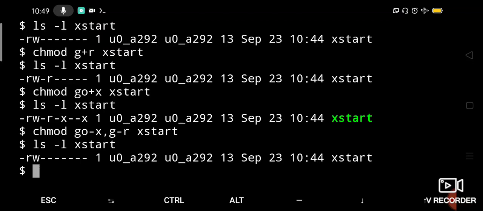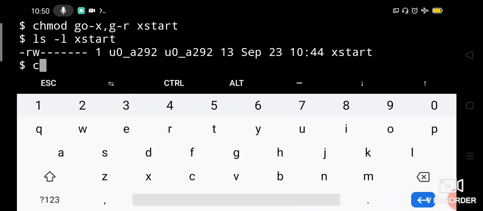Then we will say for all category of users. Okay, let us check for all category of users. Let us say chmod for all category of users. How do you represent it? A, isn't it? For a you can give execution permission, isn't it? For all of them we don't have execution permission, right?